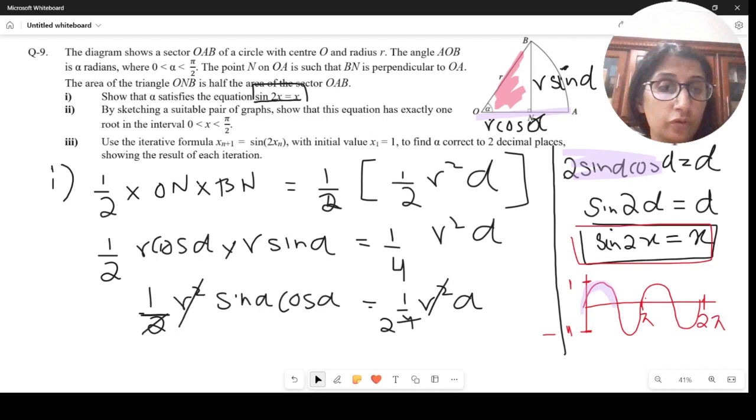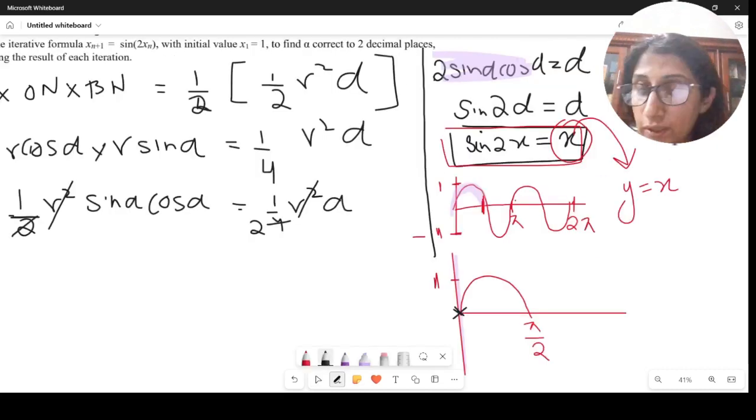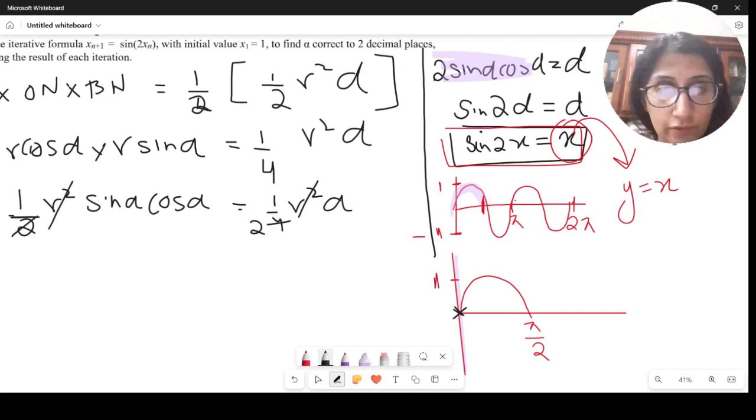Okay, what is pi by 2 in decimal? Pi by 2 in decimal is 1.57. So when x is 0, y would be 0. And when x is pi by 2, which is 1.57, y will also be 1.57. So roughly somewhere over here. 1.5 will be somewhere between 1 and 2, and this is the line y equals x. So now through sketching we have verified that there is only one solution in the interval 0 to pi by 2. So one point of intersection, hence one solution.